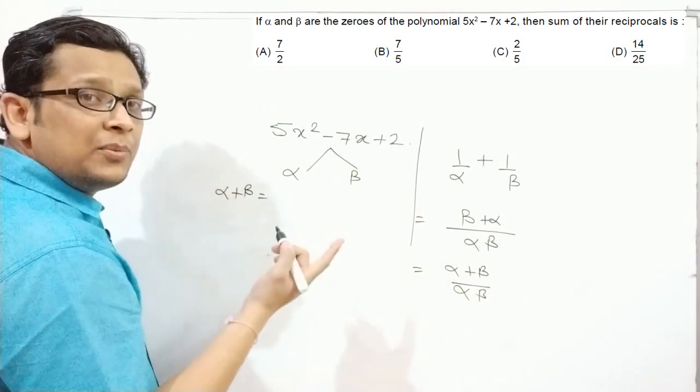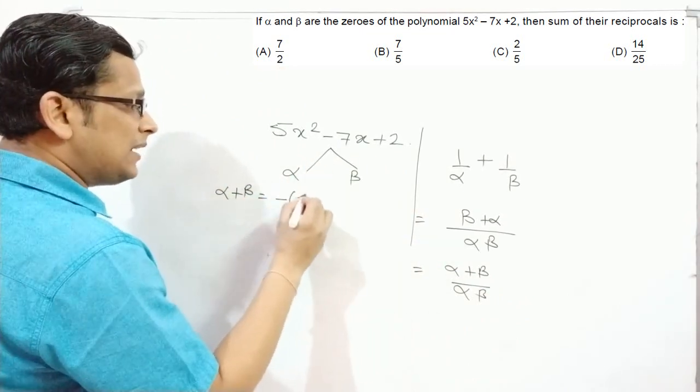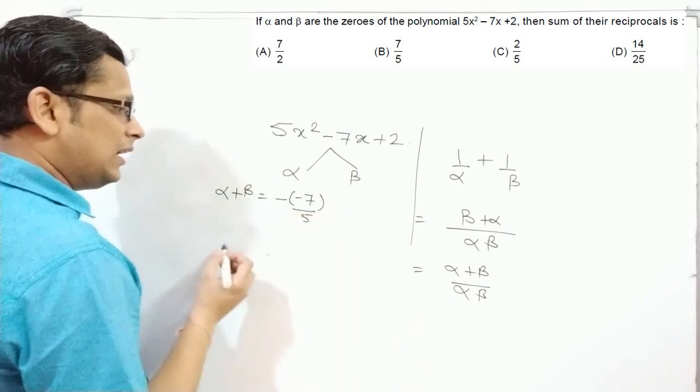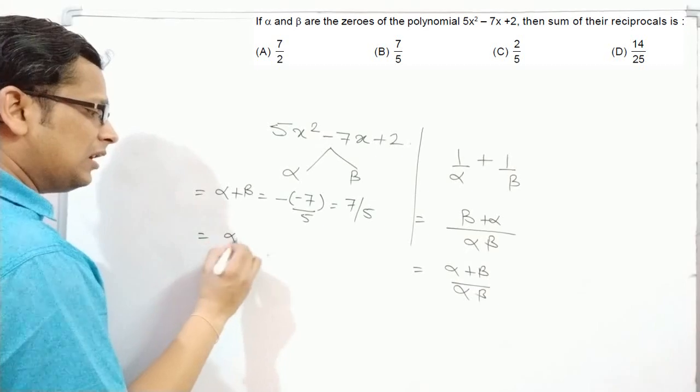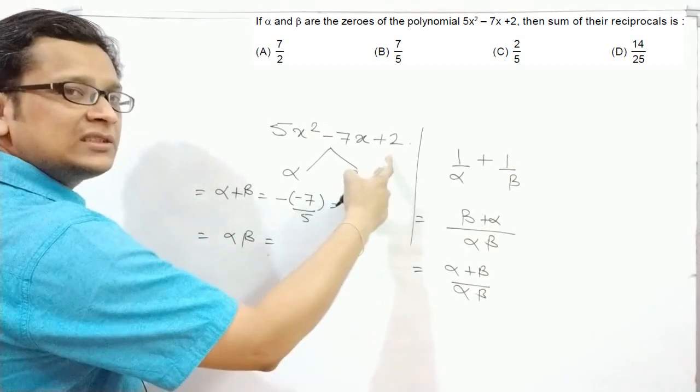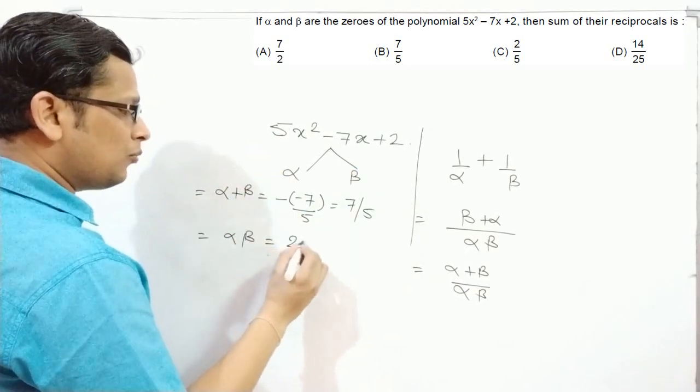Minus of b by a. So over here minus of minus 7 upon 5, so this will be equals to 7 upon 5, and the product of the zeros alpha beta is c by a, that is 2 by 5.